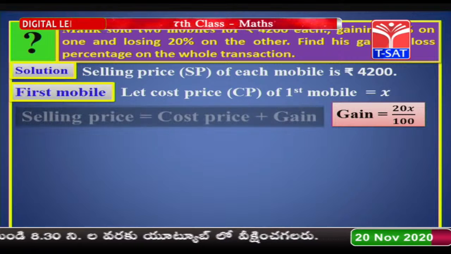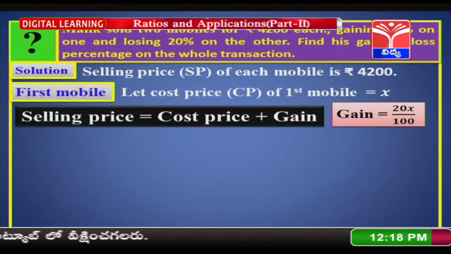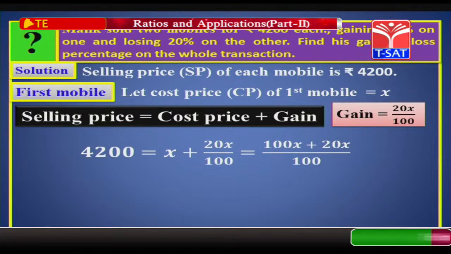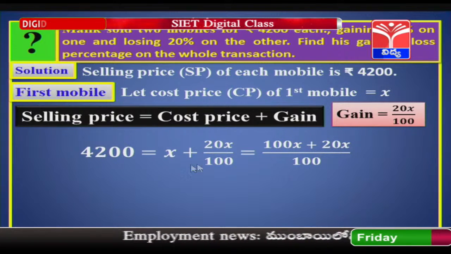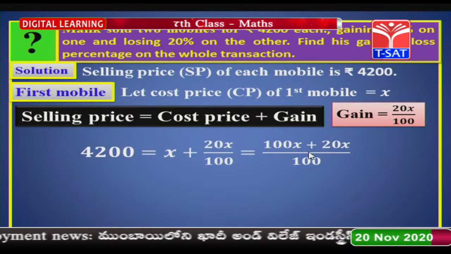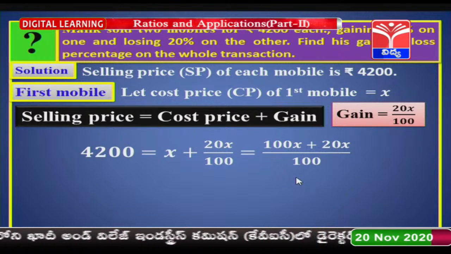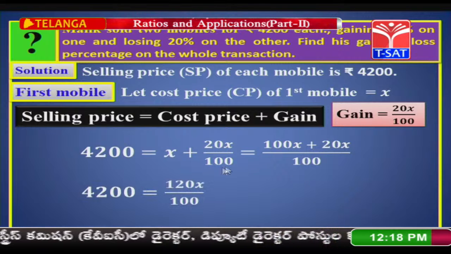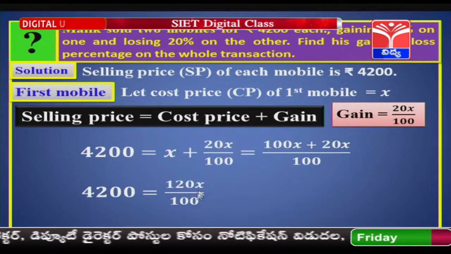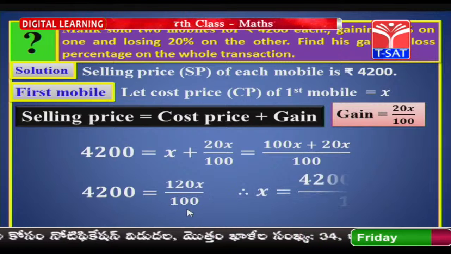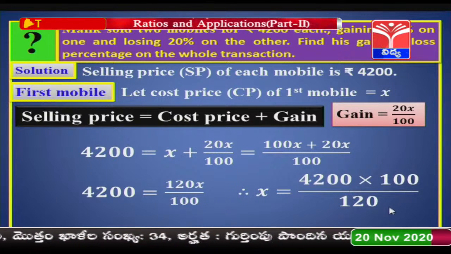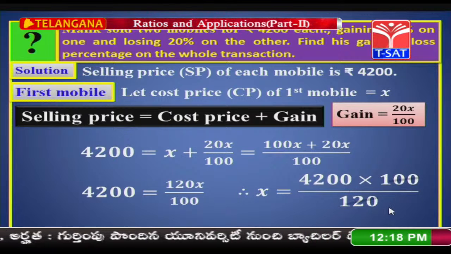Now, we will find out the selling price of this first mobile. So, selling price is 4,200 and cost price is x and gain is 20x by 100. So, on adding cost price and gain, we get the selling price. Taking LCM on this part, that is x plus 20x by 100, we get 100x plus 20x by 100. Now, on simplification we get 4200 is equal to 120x by 100. Now, what is the value of x, children? Yes, it is 4200 into 100 divided by 120.